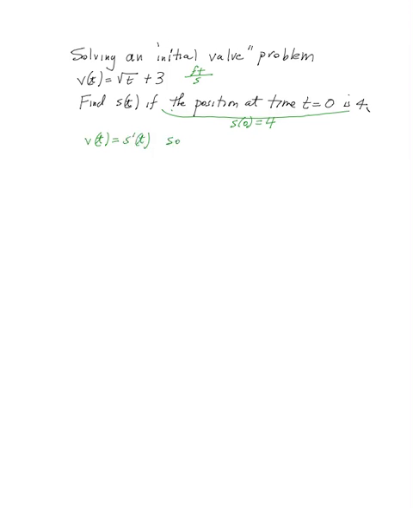So, if we go backwards, the antiderivative of velocity is position. So, if I want to find s of t here, I just take the antiderivative of the velocity.